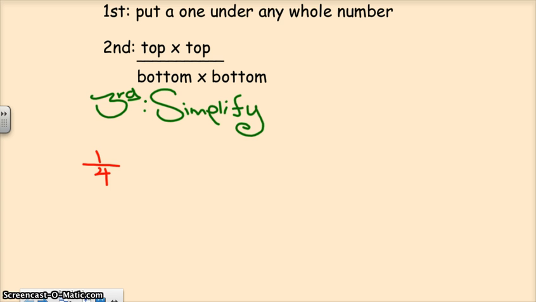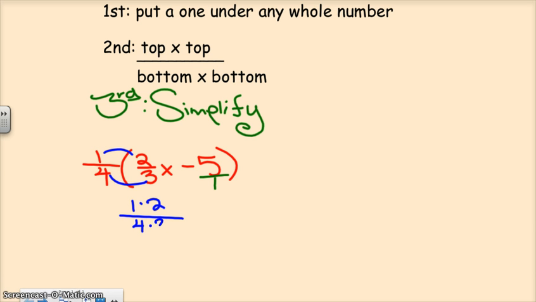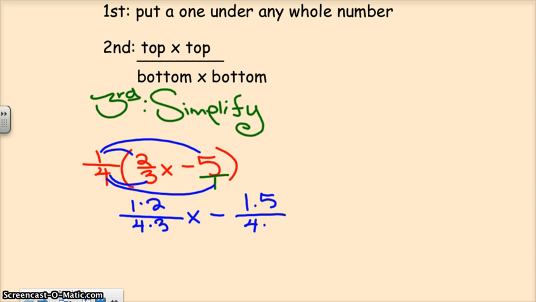If I had 1/4 times 2/3 x minus 5. Okay, I see a whole number, so I'm going to put a 1 under it. Now I'm just going to go top times top over bottom times bottom. So this turns into 1 times 2 over 4 times 3, put the x on the outside, minus, because it's a minus on the inside, top times top, 1 times 5, over bottom times bottom, 4 times 1.